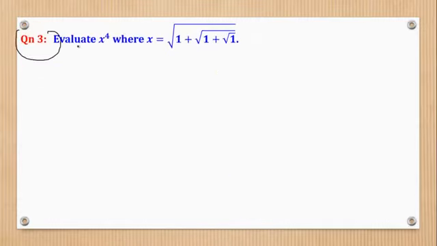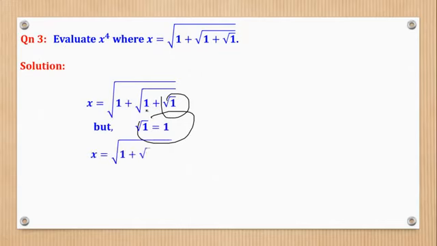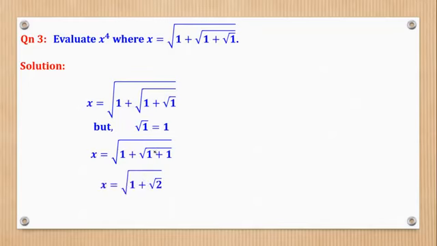Then question 3, evaluate x power 4 where x is this. The first thing to realize is that the square root of 1 is 1. So this will be replaced with 1 to come up with 1 plus 1, which is 2. Which is here. Okay, then I'll square it. Square both sides. This square goes away, and here we will come up with x squared.